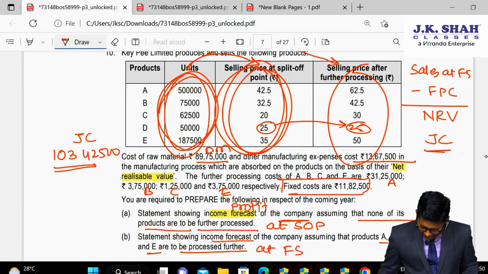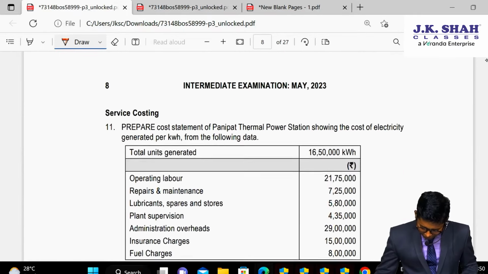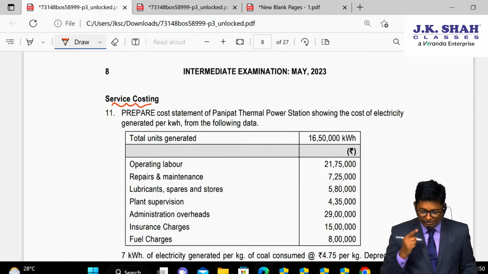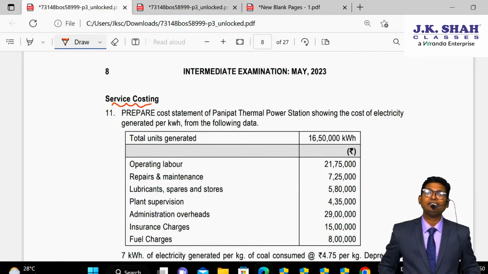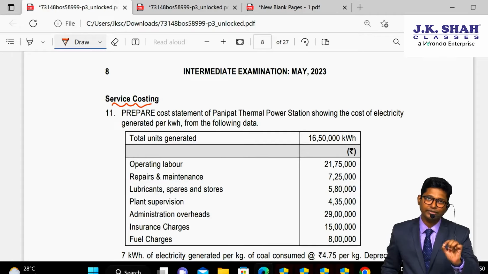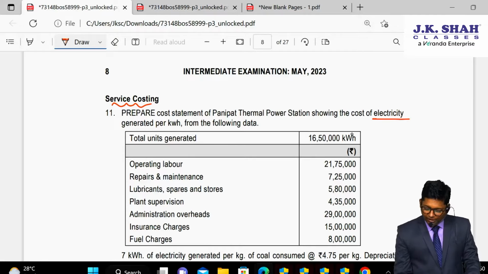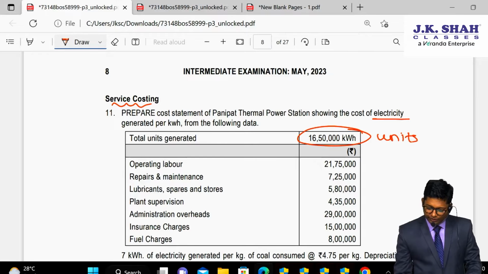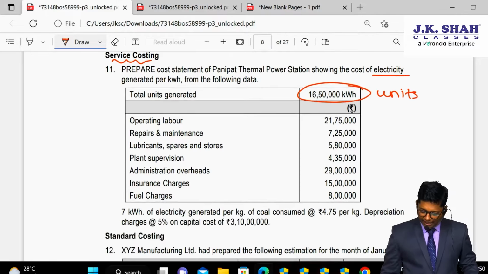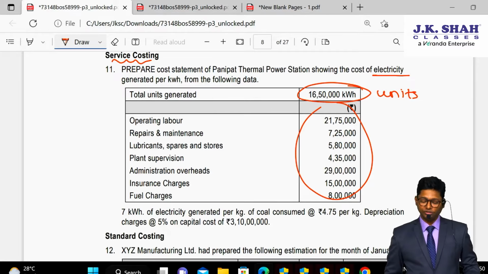After this, the next part is also very simple, and that is related to service costing. Very first question, the JK Shah material homework section is based on the same. They have given you Panipat thermal power station related information related to electricity generation. Total electricity generated is 16,50,000 units, and along with that they have given you some costs.